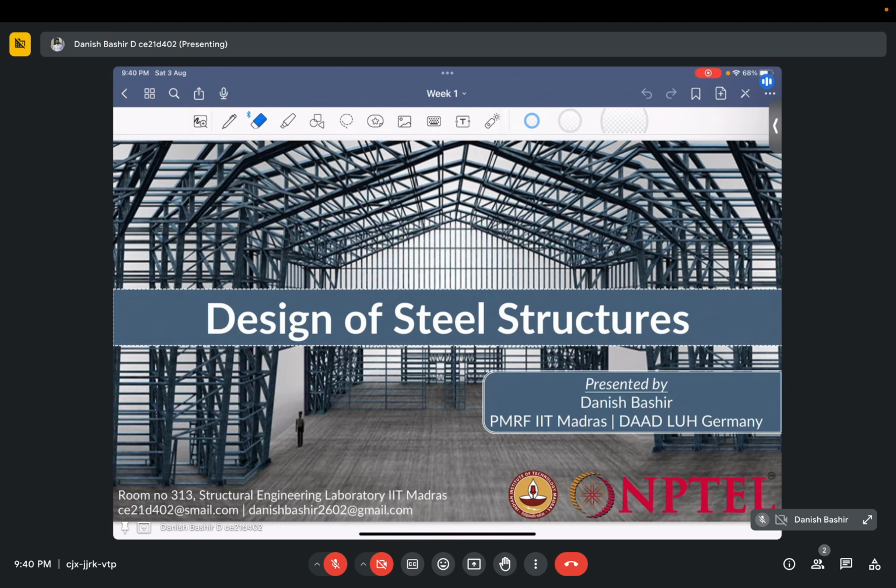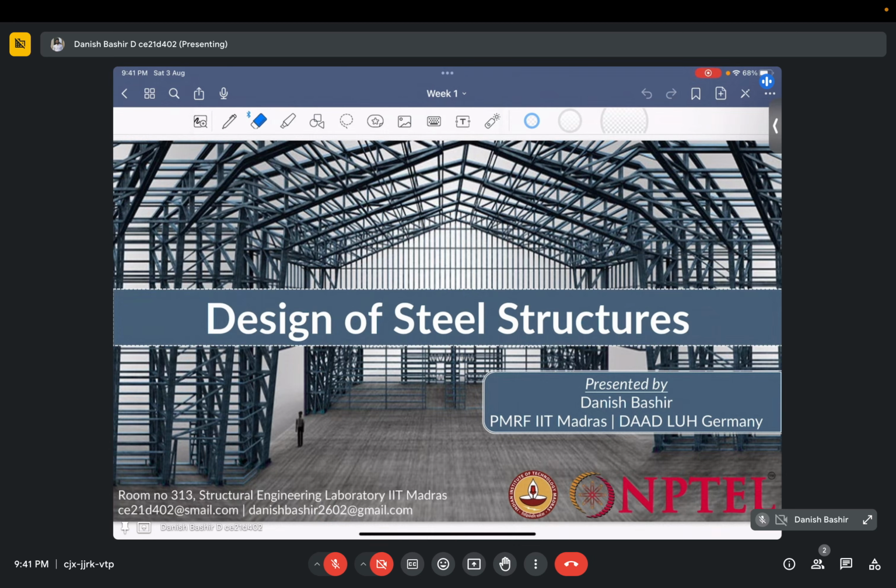Design of steel structures is an introductory course into the design of structures which are made up of structural steel. You are also well aware of the course Design of Reinforced Concrete Structures. That was also an introductory course. Some of you might have attended my weekly live sessions on that course as well, where I was the TA.